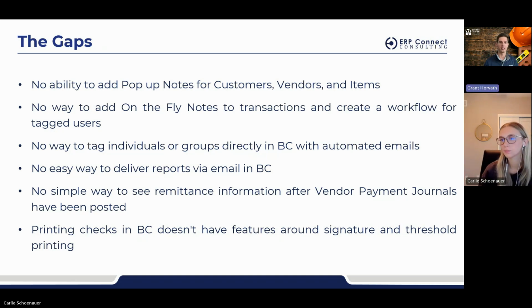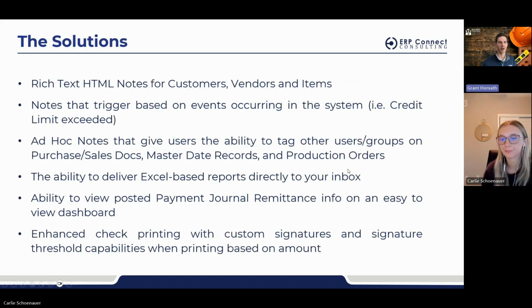There's no simple way to see remittance information after vendor payment journals have been posted. And there's no real printing of checks in BC that has features around signature and threshold printing. So let's dive into the solutions, and then we'll pass it off to Carly.